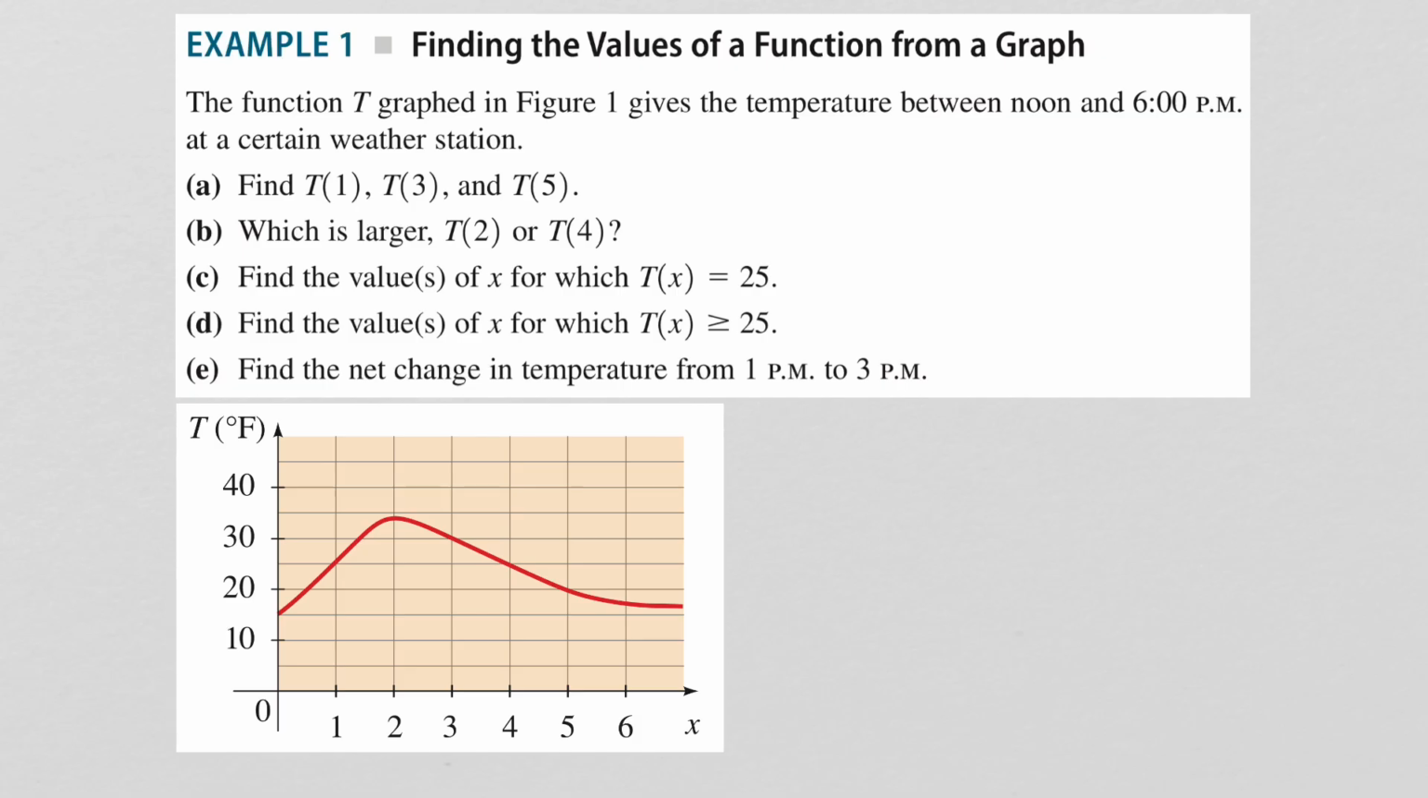For the second part, they ask, which is larger, the temperature at 2 or the temperature at 4? So larger would be the one that is higher. So T of 2, we can see, is up here. That's somewhere around 34 degrees. And T of 4 looks to be around 25 degrees. So the answer to part B is T of 2 is larger.